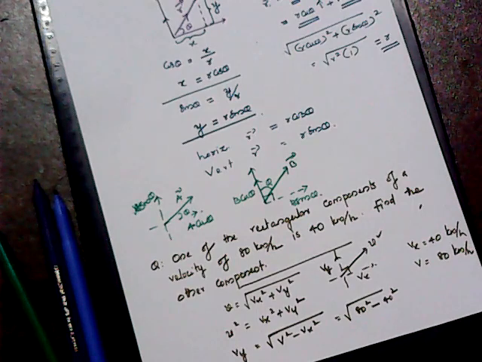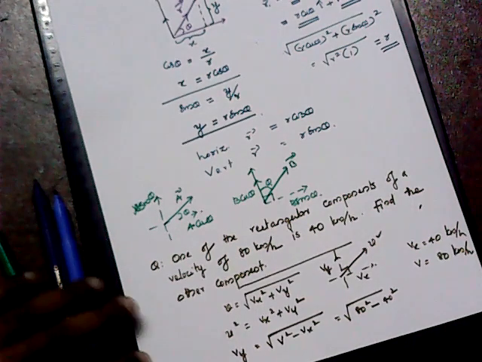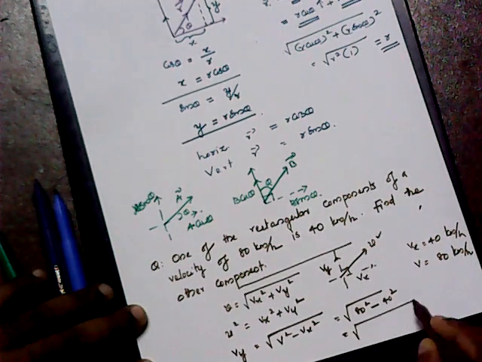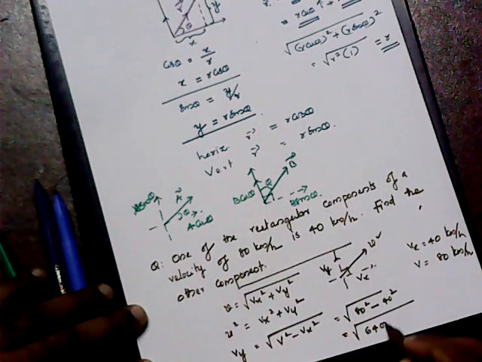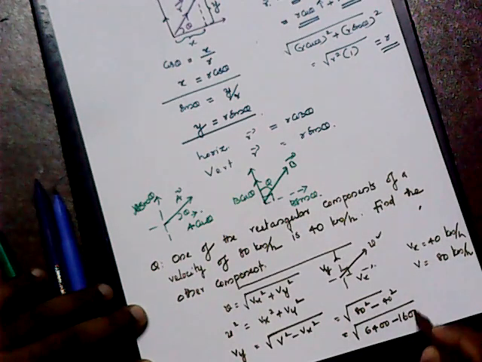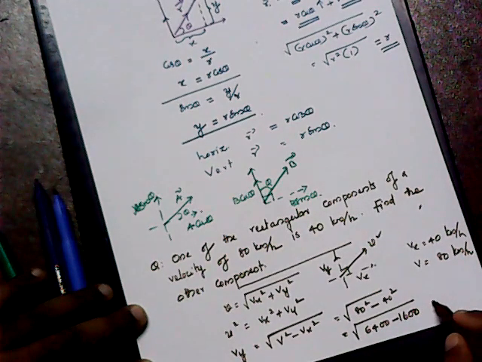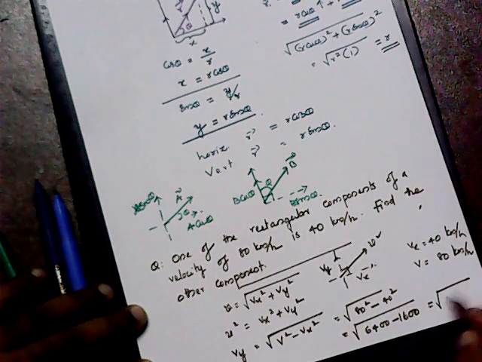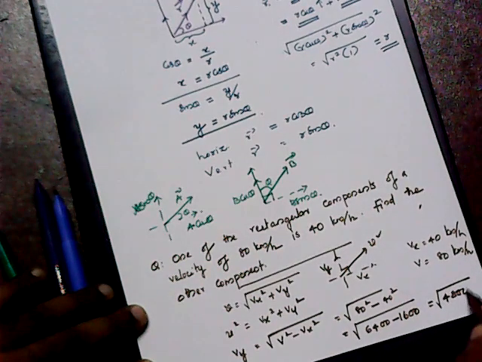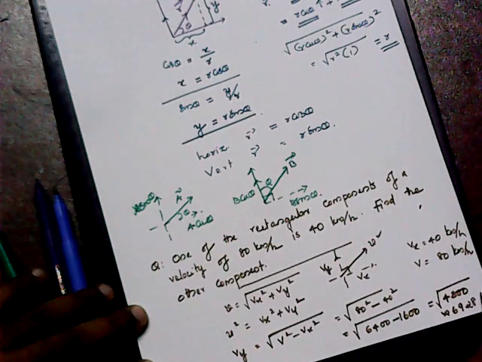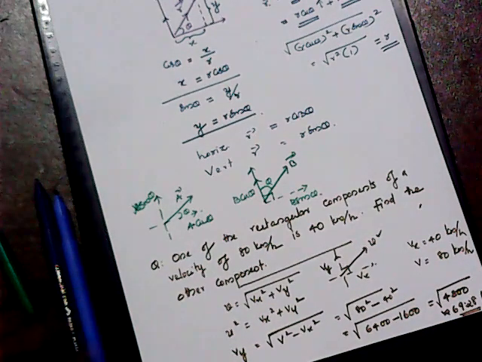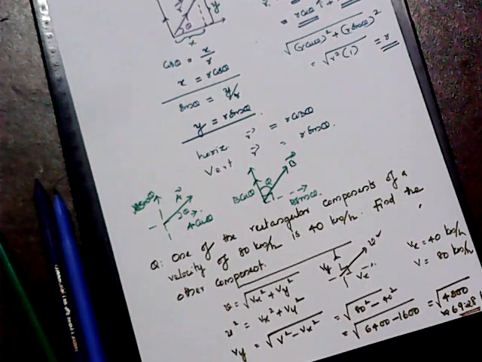Then on solving, that is equal to root of 6400 minus 1600, that is equal to root of 4800, roughly 69.28 kilometer per hour. So you should know the problem. One more question.